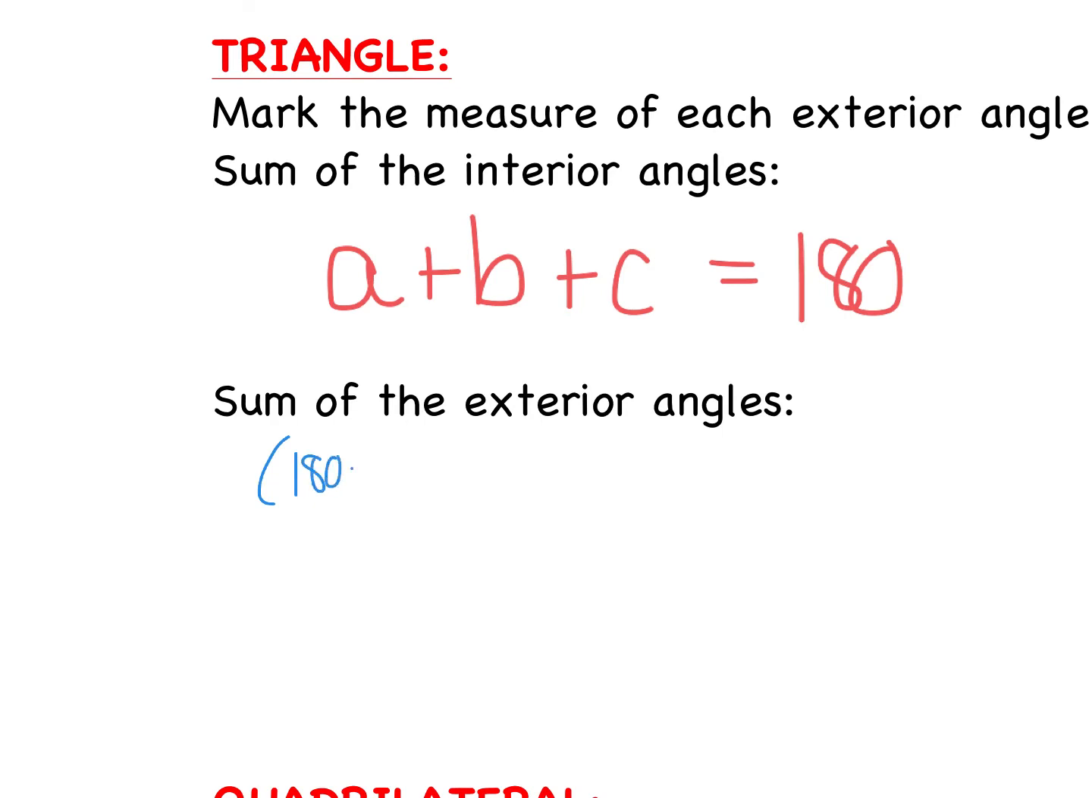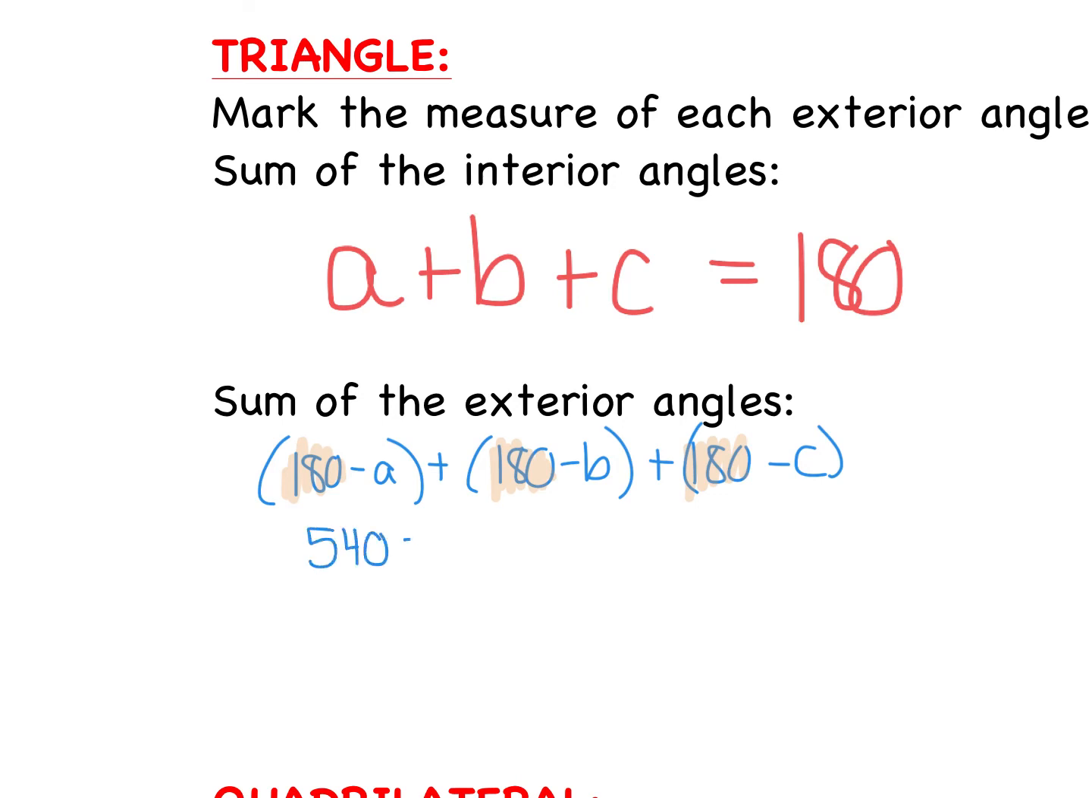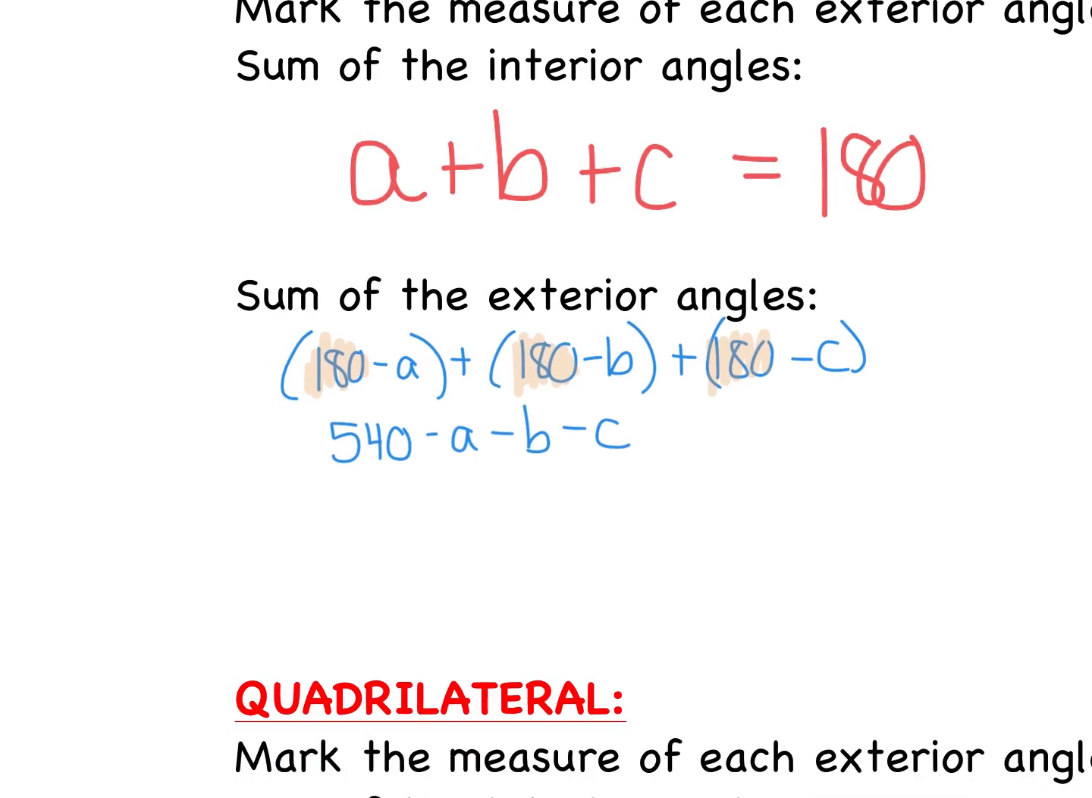So let's add them all up and see what we would get. 180 minus A plus 180 minus B plus 180 minus C. If I add up the constants, meaning 180 plus 180 plus 180, that's going to equal 540. So I have 540 minus A minus B minus C. Now I want to separate the A, B, and C, and I want it to look like what I got up here.